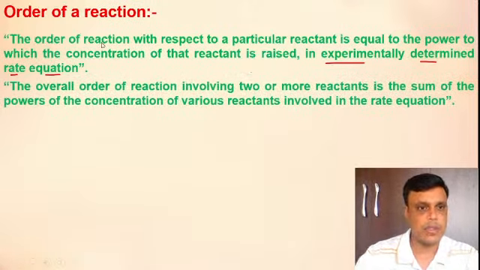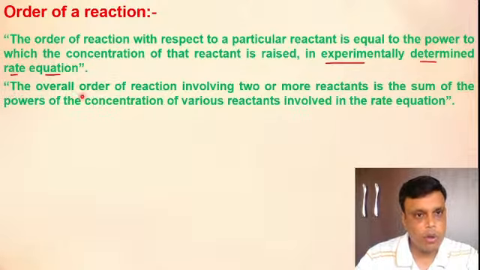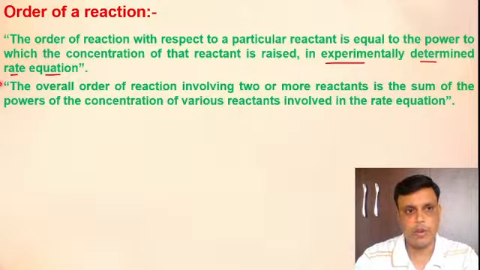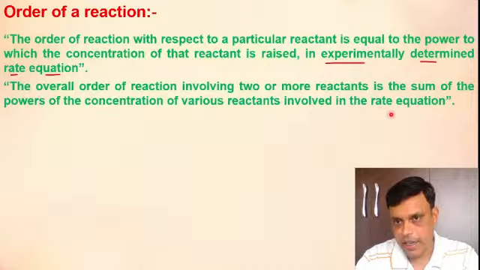Then the next comes is overall order. The overall order of reaction involving two or more reactants is the sum of the powers of concentration of various reactants involved in the rate equation. And this rate equation must be experimentally determined.